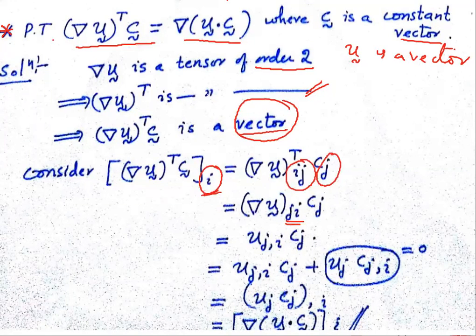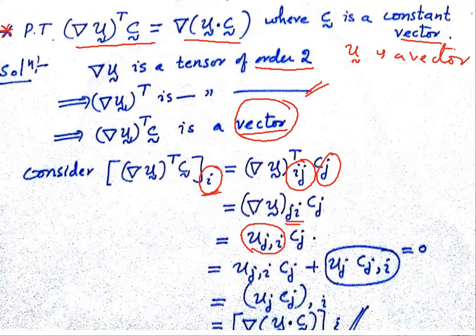Now, gradient U, any two suffixes is nothing but U, the first suffix J, comma I. So U, J, comma I. Gradient of U, Ji is nothing but Uj, comma I and Cj as it is. Now in the next step, what we do is very important. We are going to add something. What is that we are going to add? The first term is as it is, plus we are going to add Uj, Cj, comma I.